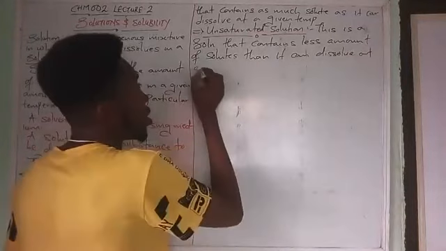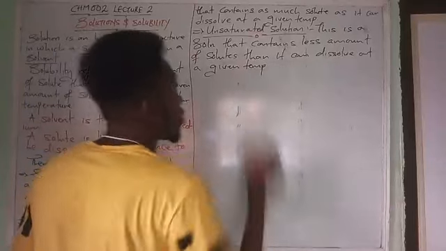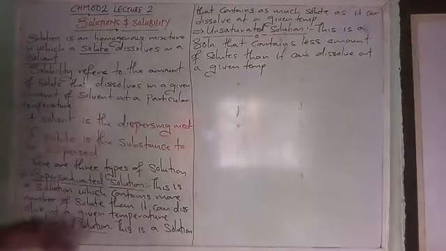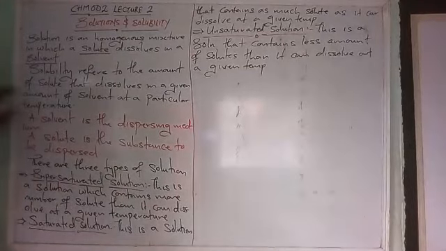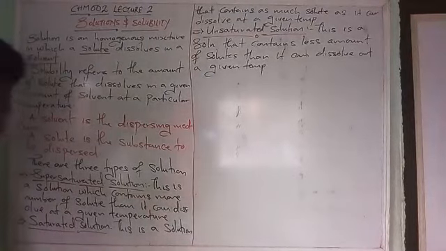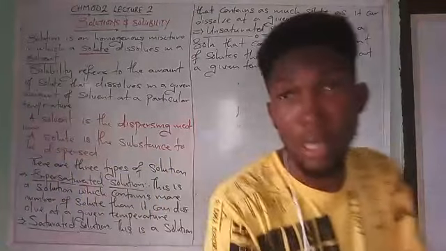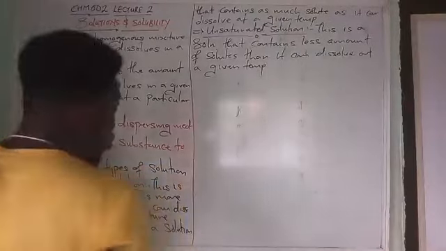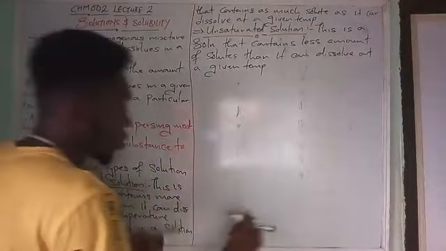At a given temperature. See that now? So that's what we mean by saturated, unsaturated, supersaturated. We've been able to define solvent and solute, and we've been able to talk about solution and solubility. Okay. Now we said that there are certain factors that affect solubility, and I'll be giving you some of those factors in a brief way before we start talking about them in depth. Now, one of them is temperature.